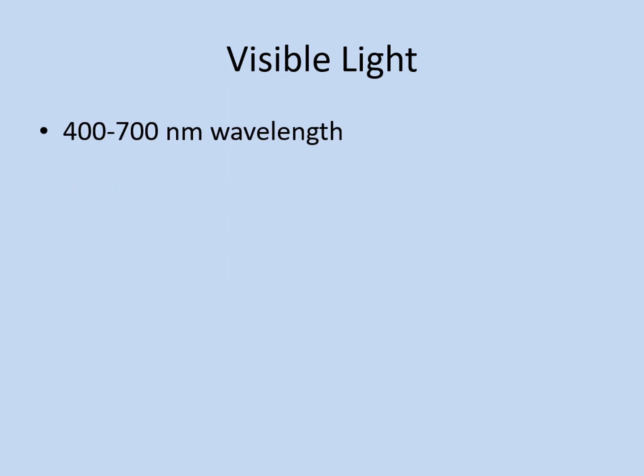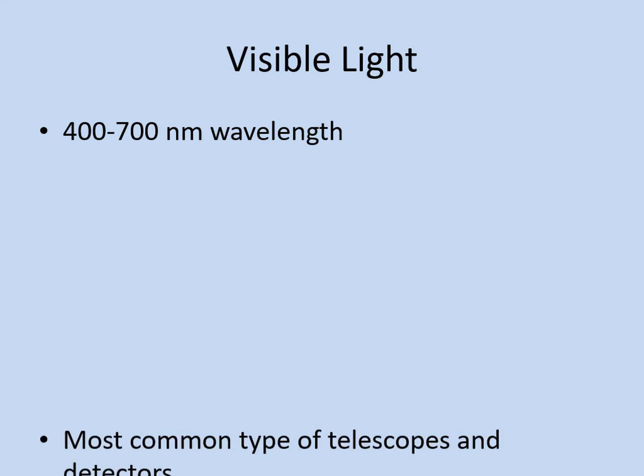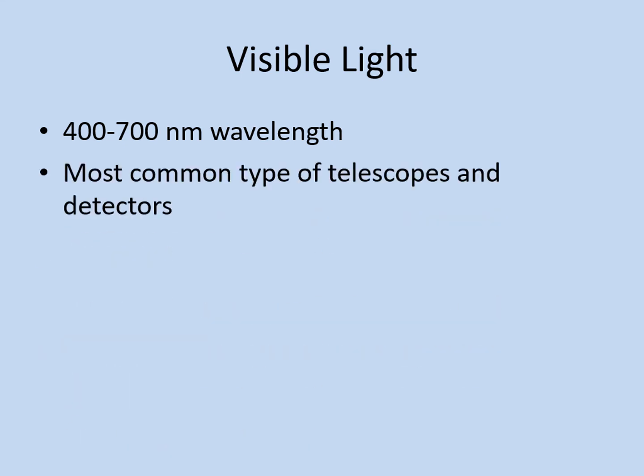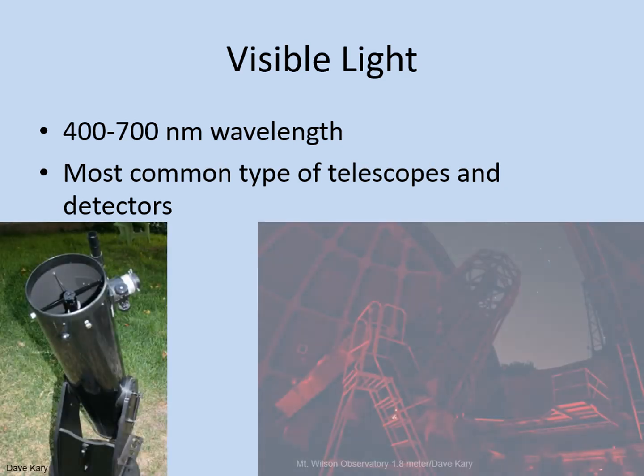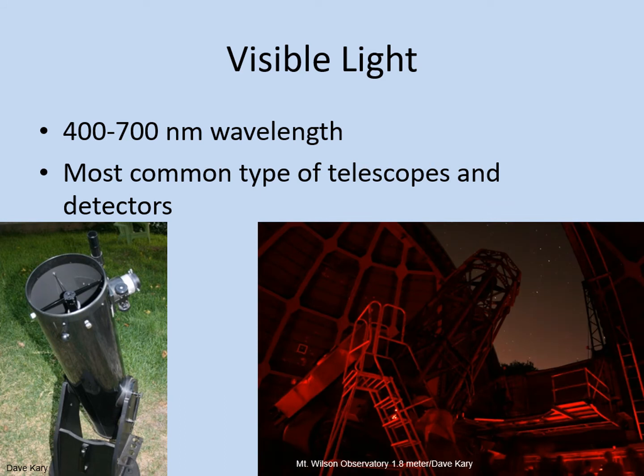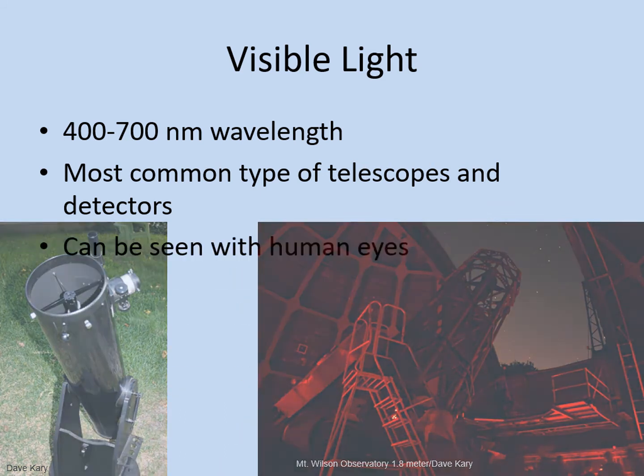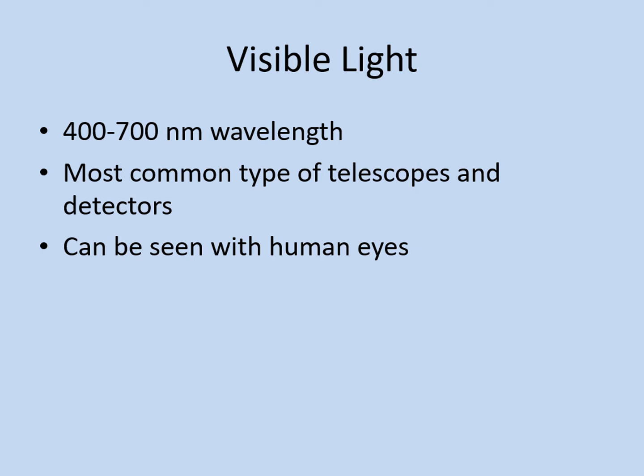Visible light is in the wavelength range from 400 to 700 nanometers. Most astronomical observing is done in the visible spectrum, and until the 1930s, this was the only kind of astronomy done. Visible light telescopes span the range from small amateur scopes up to large professional instruments like this telescope on Mount Wilson. Since it can be seen with human eyes, in principle, no other detectors are needed, although in practice, all professional observing is done using various kinds of cameras and spectrographs.